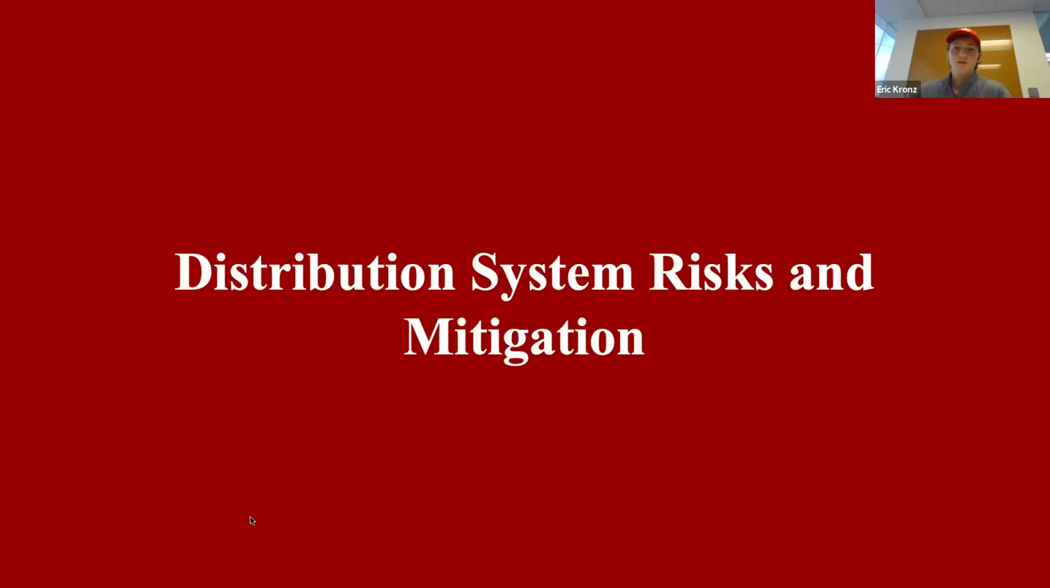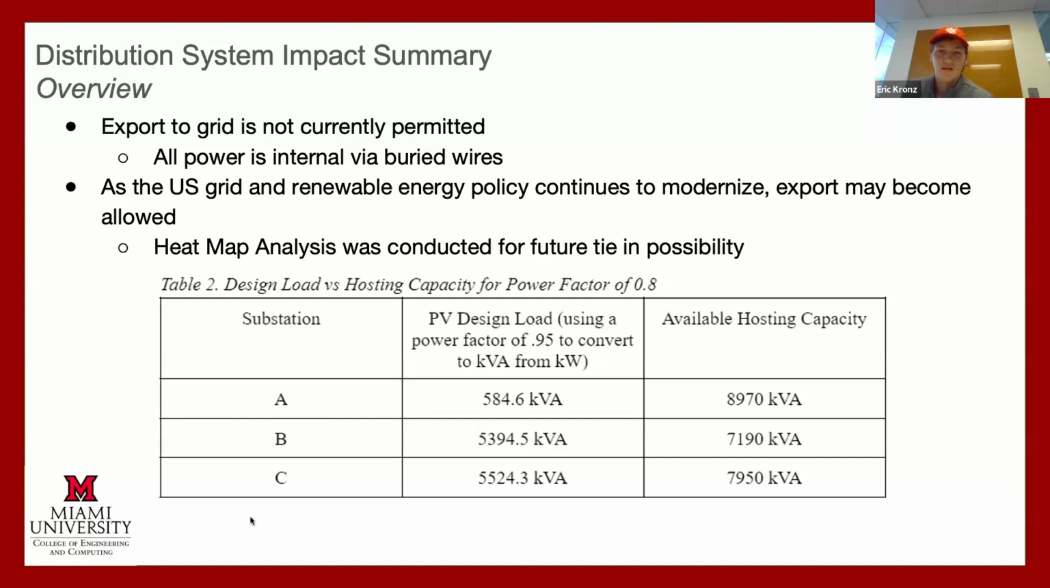Okay, so getting into our distribution system risks and mitigations. As we mentioned earlier, LADWP does not currently allow power export to the grid. But we noted as a team that the US grid is continuing to modernize and that this policy could potentially change in the future. So we addressed the no export by keeping all of the PV wiring internal to our battery and PV array systems.